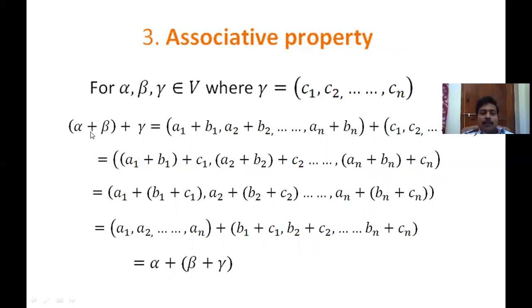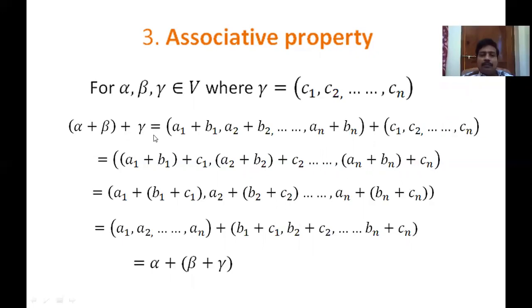Then alpha plus beta plus gamma is equal to, first we have to operate these two vectors, alpha plus beta. So we have already seen the value of alpha plus beta. Alpha plus beta is a1 plus b1, a2 plus b2 and so on, an plus bn. So this is the resultant vector of alpha plus beta. This is being added to gamma. Plus gamma is c1, c2 and so on cn.